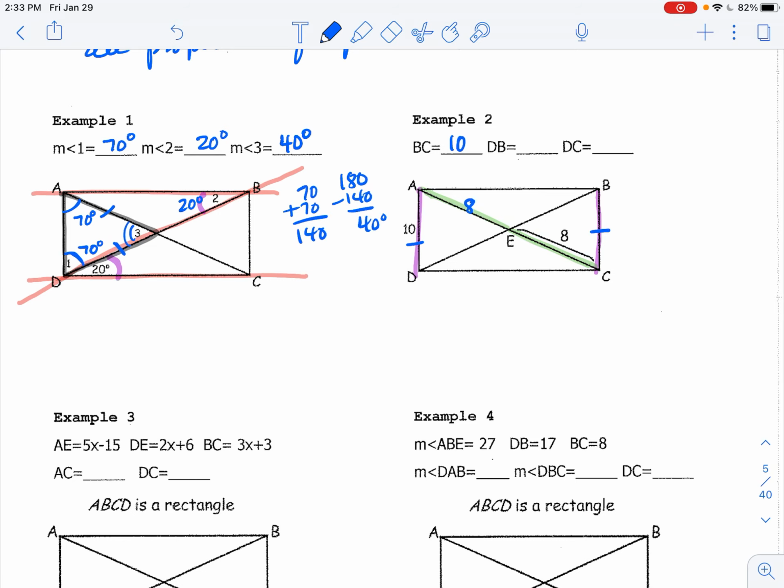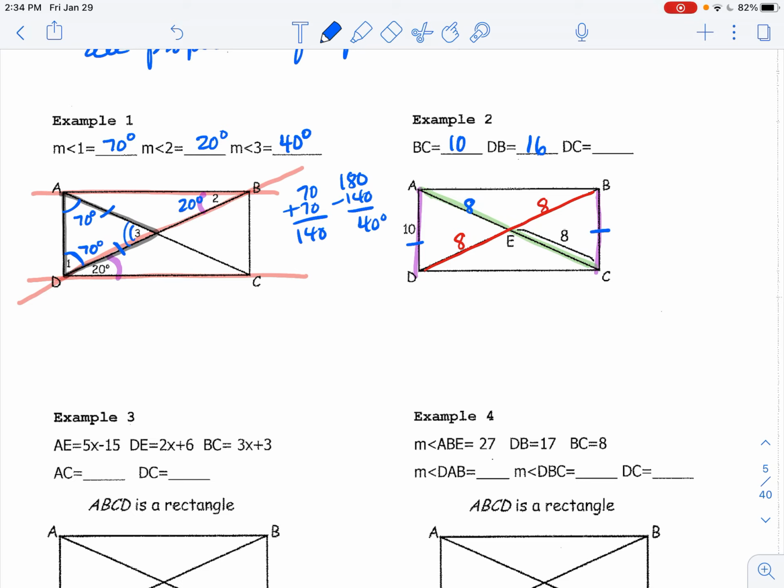And since this is a diagonal and it's congruent with this diagonal, and the sum of those two is 16, well, this diagonal is 16, or 8 and 8. So if I'm trying to find out what DB is, well, that's just going to be 16. It's the whole length. And then lastly, I want to find DC.